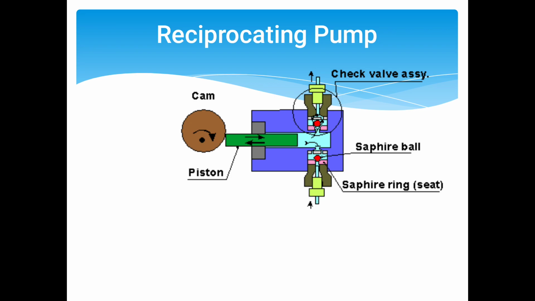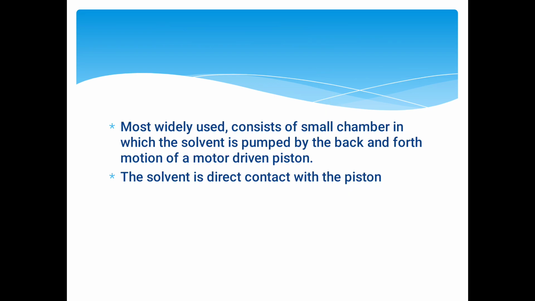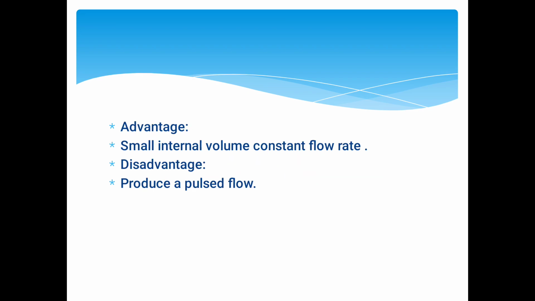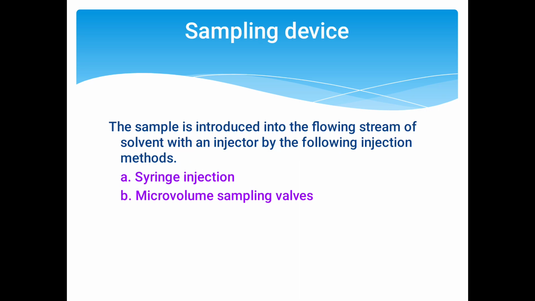This is the reciprocating pump. Most widely used, it consists of a small chamber in which the solvent is pumped by the back and forth motion of a motor-driven piston. The solvent is in direct contact with the piston. Advantage: small internal volume, constant flow rate. Disadvantage: produces a pulsed flow.